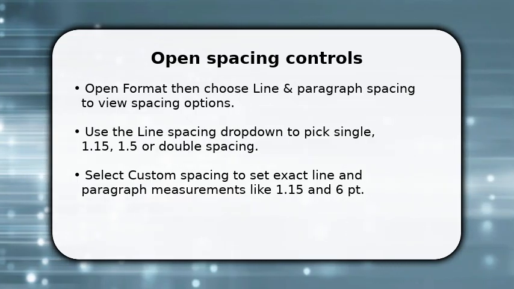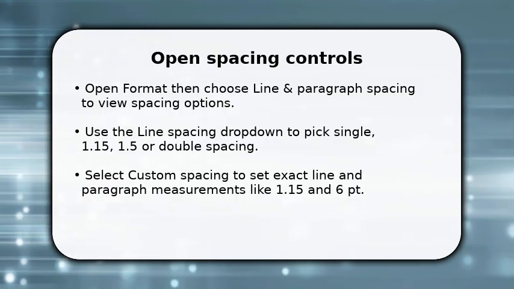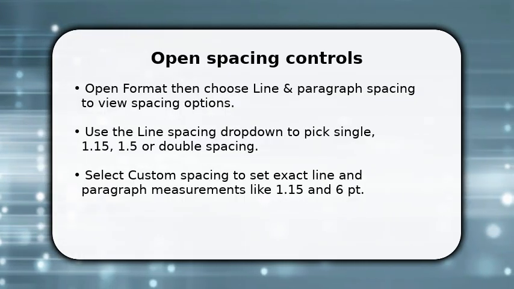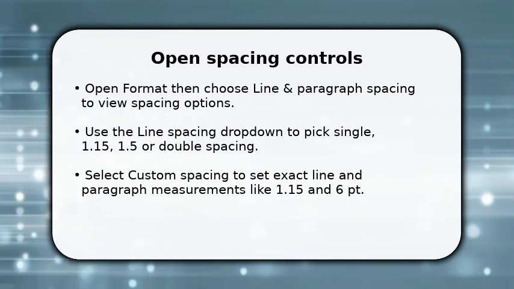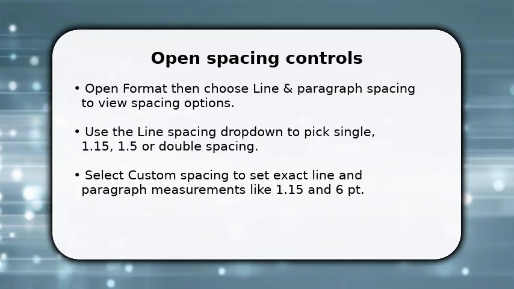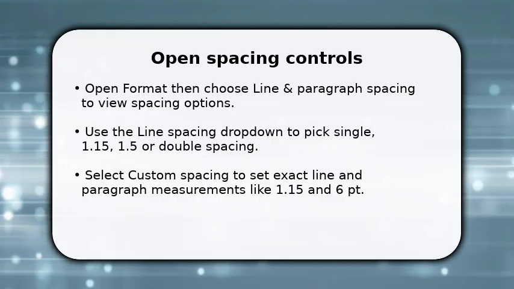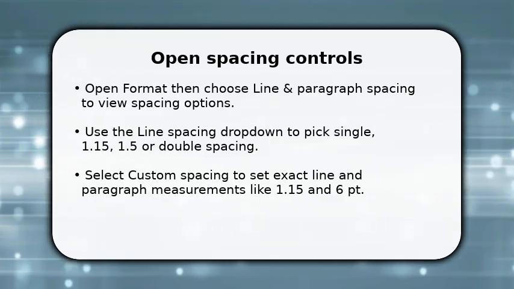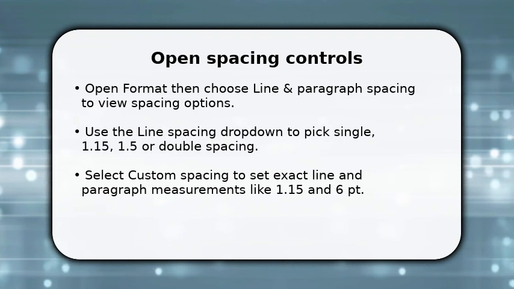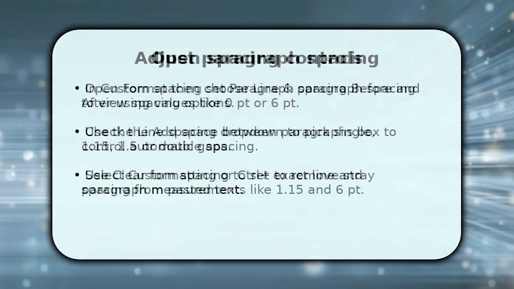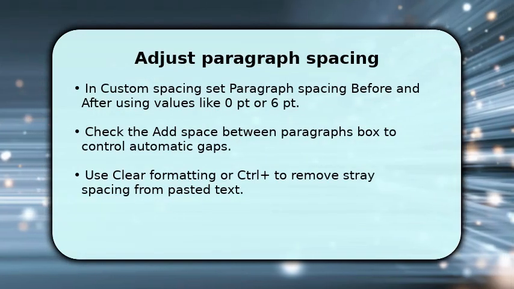Use the Line Spacing drop-down to pick single, 1.15, 1.5, or double spacing for easier reading. Select Custom Spacing to set exact line and paragraph measurements like 1.15 and 6 pt for precise control. Click Custom Spacing to reveal paragraph spacing fields labeled before and after.